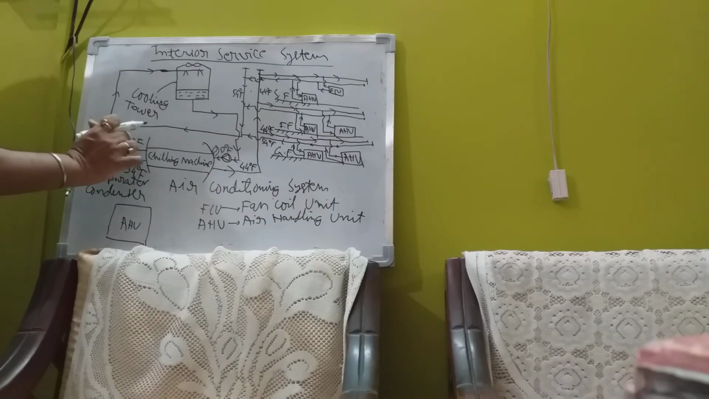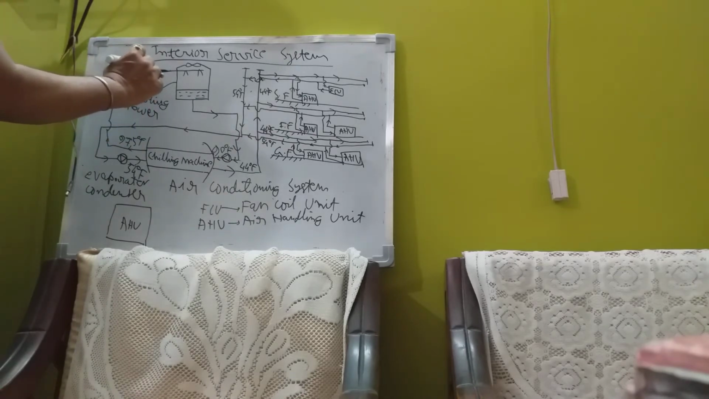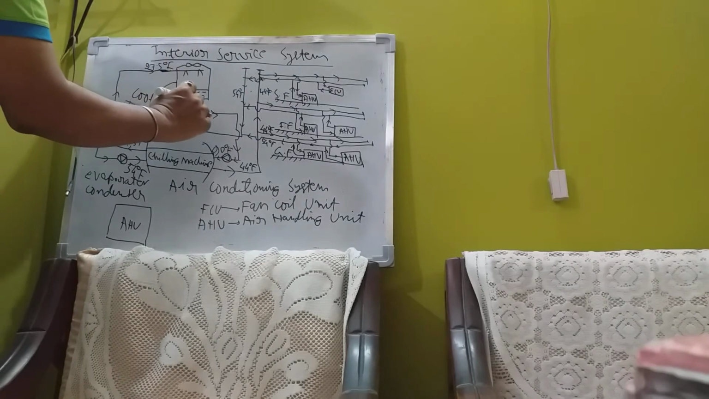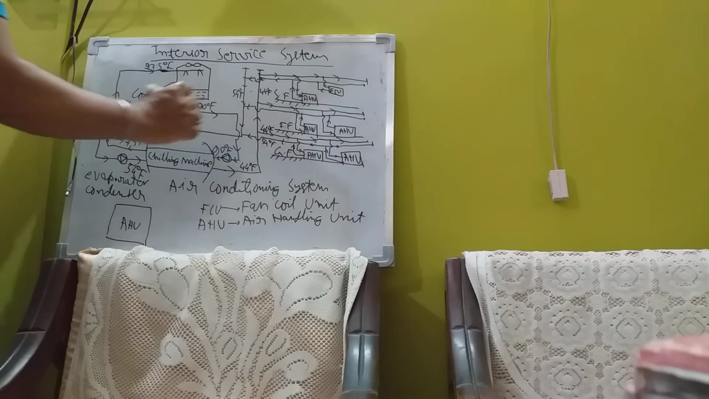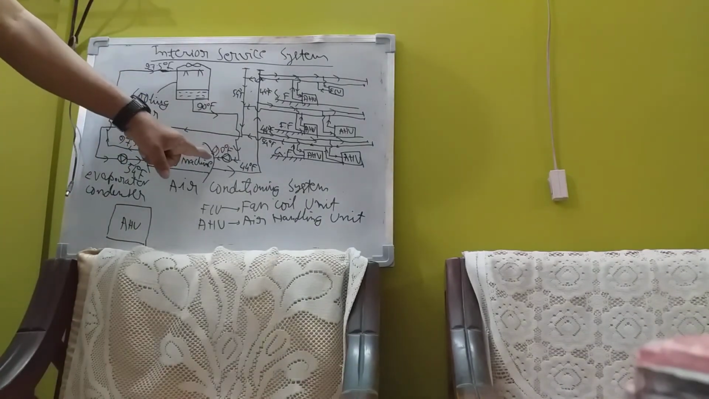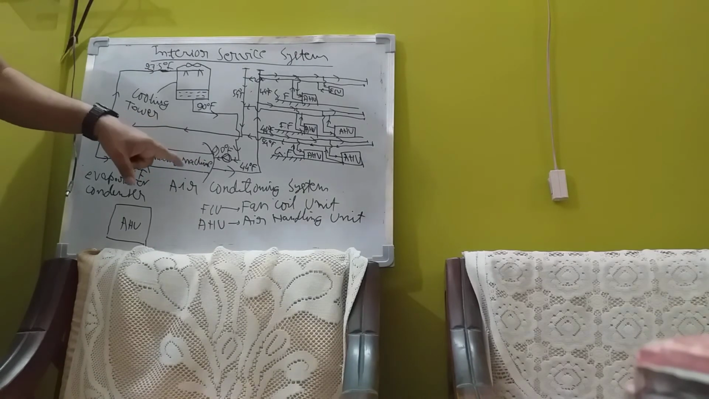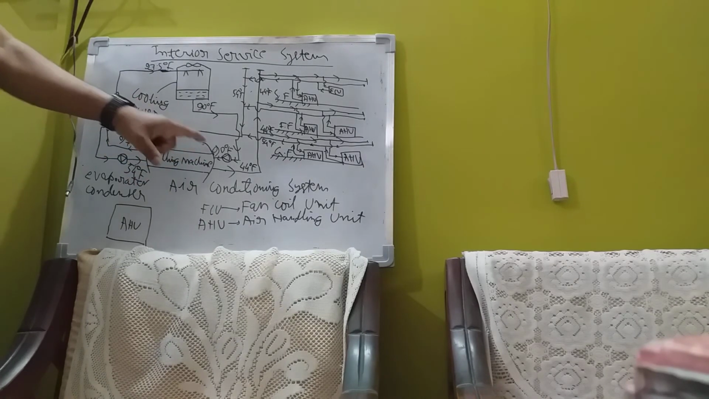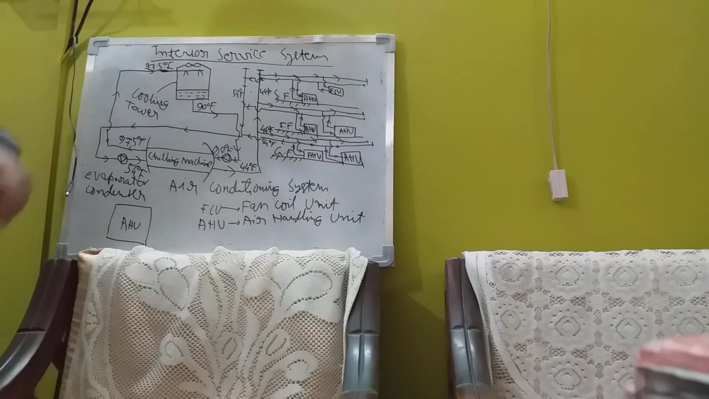97, not exactly 97, the exact temperature is 97.5 degree Fahrenheit. At 97.5 degree Fahrenheit it enters here and leaves at 90 degree Fahrenheit. That means this water comes here at 90 degree Fahrenheit, picks up heat from the refrigerant gas, the gas becomes a liquid, and the water becomes heated from 90 to 97.5 degree Fahrenheit. At 97.5 degree Fahrenheit it comes to the cooling tower.